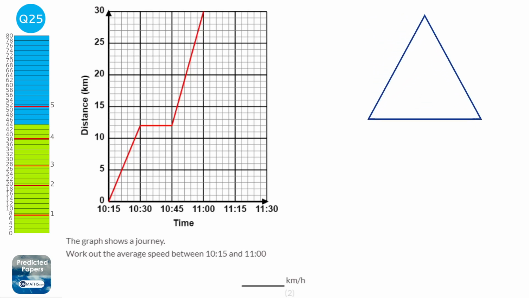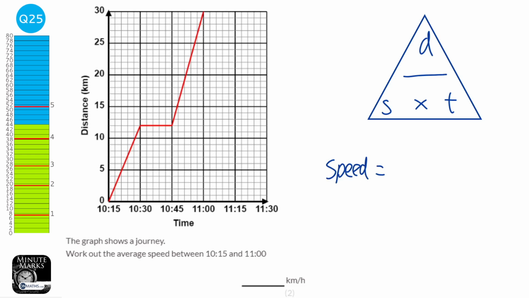So our triangle says that speed equals distance over time, and average speed is the total distance over the total time. So when we're looking for average speed, we're just going to write average speed or speed, and it's going to be the total distance.